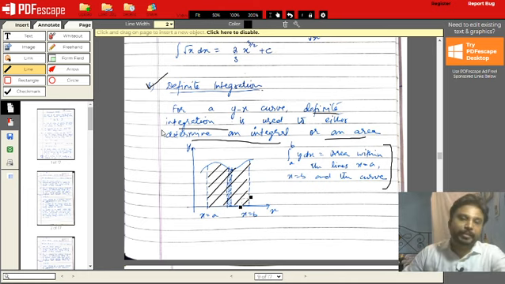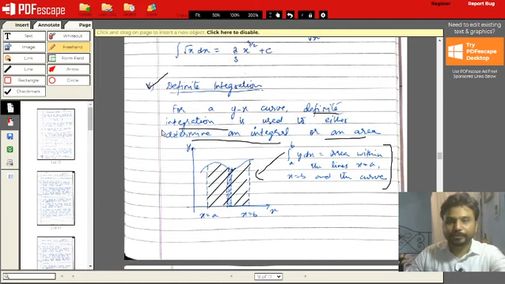This complete area would be obtained by calculating this integral. So how do we calculate this integral? That will continue in the next lecture.